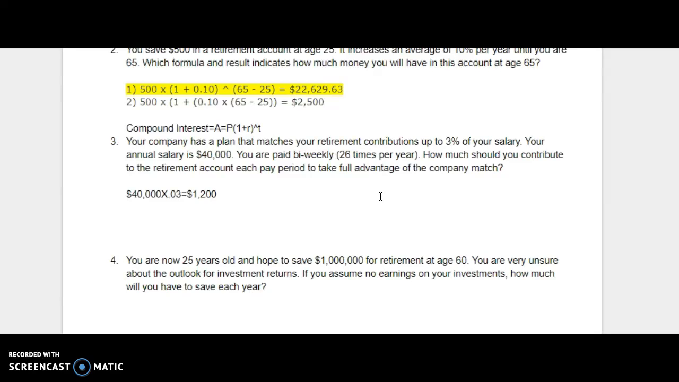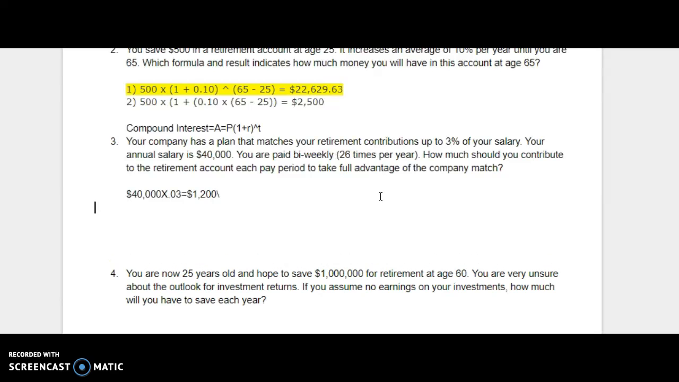But we're not quite done yet because it wants us to say how much we should contribute each pay period. So we know it's going to be $1,200 for the year, but we get paid 26 times. So we're going to divide that $1,200 by 26 to figure out how much we should put away each paycheck so our employer will match the maximum. So $46.15 is what we should put into retirement each pay period, so we are able to get that matched dollar and cents from our employer to what we put in.